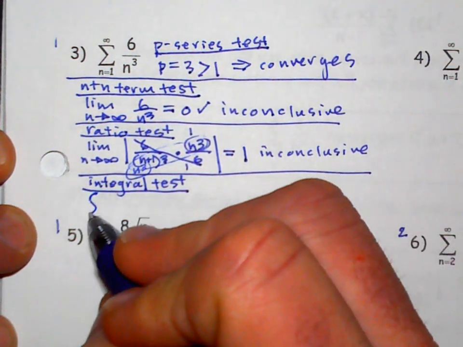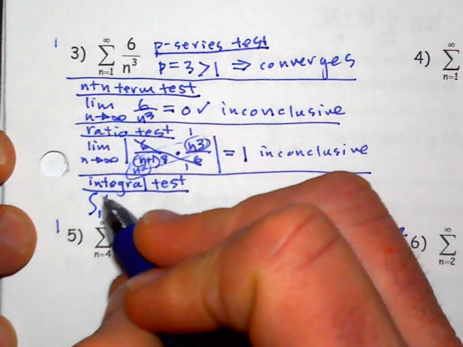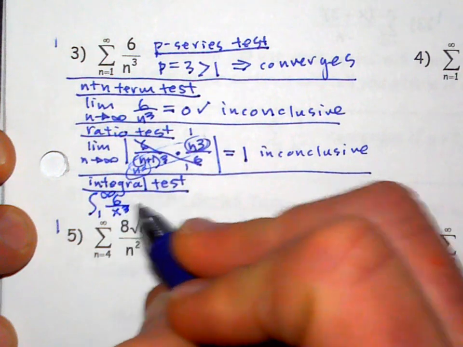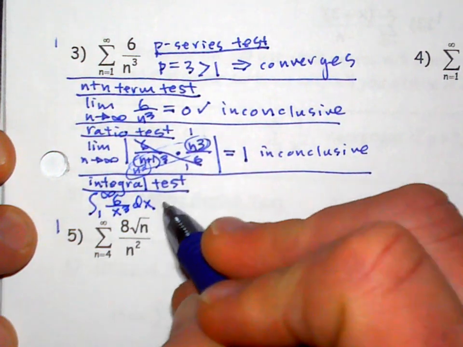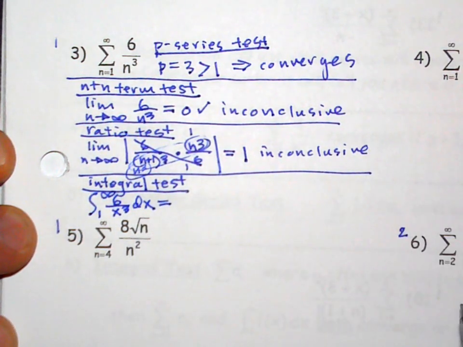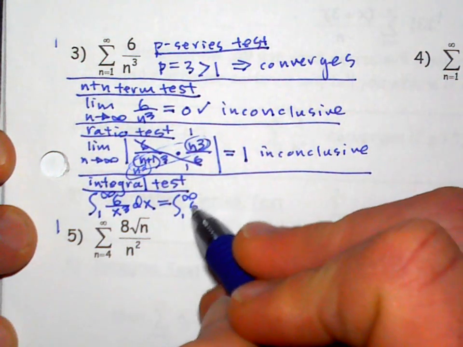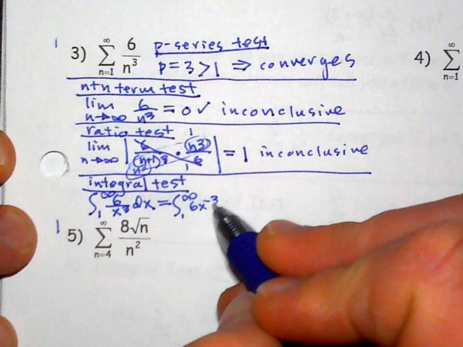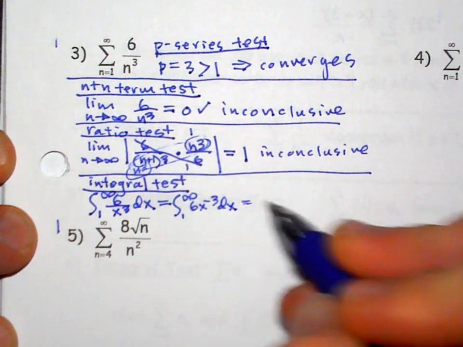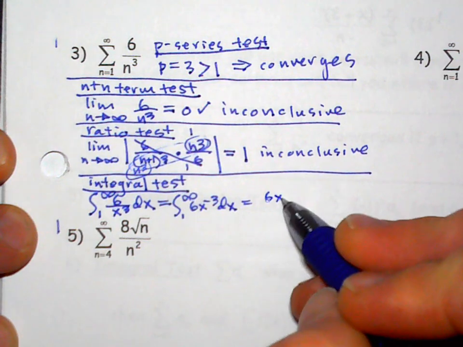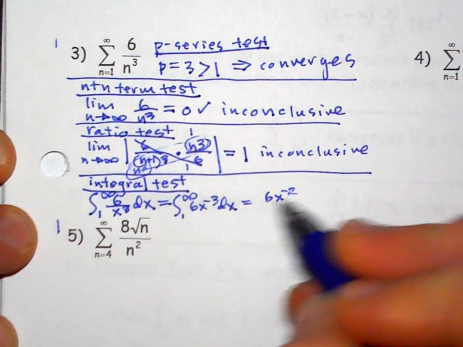And what it says is to integrate the function as like a normal continuous function, and you get an improper integral. This is the same thing as 6x to the negative 3. So this is going to be power rule. So we would get 6x, you would add 1 and divide by the new exponent.